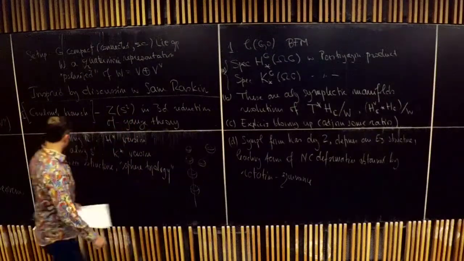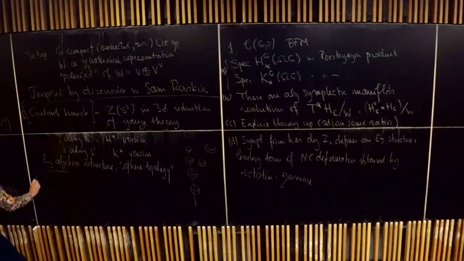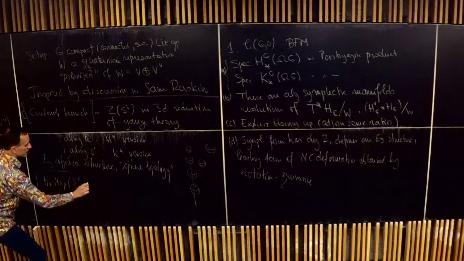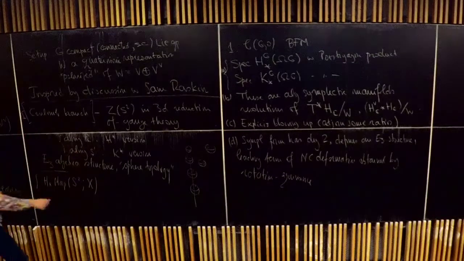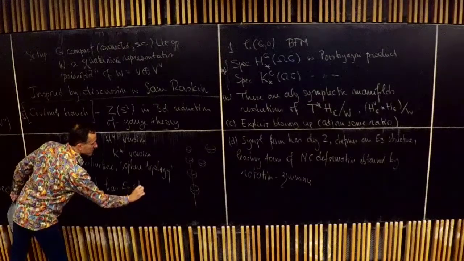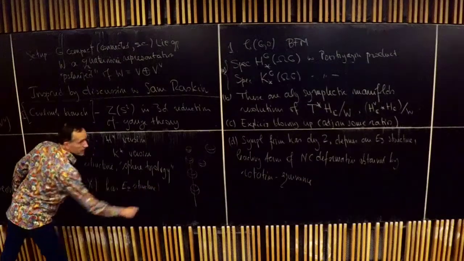So this is what I mean by sphere topology. Actually, I should have made a remark. The homology of maps, free maps from S2 to any manifold X, has an E3 structure, and that's what we're talking about. What stops you from putting them inside one another?